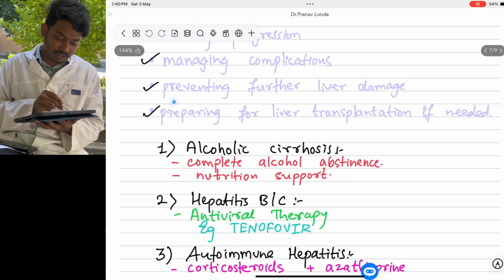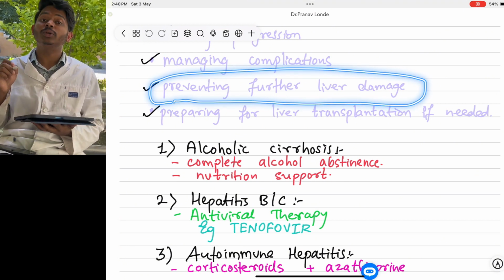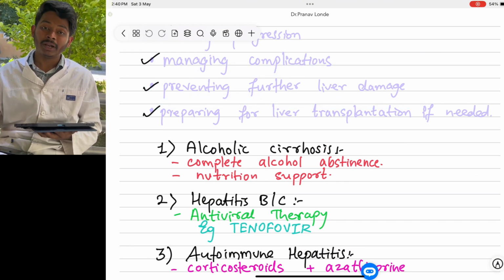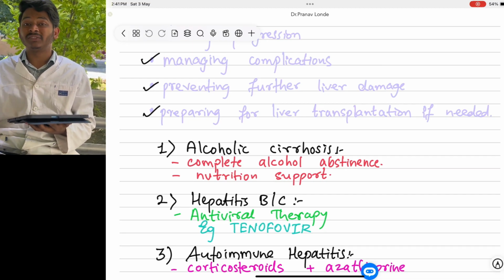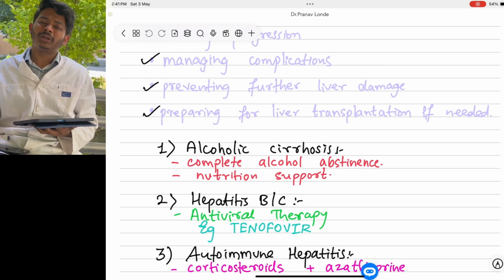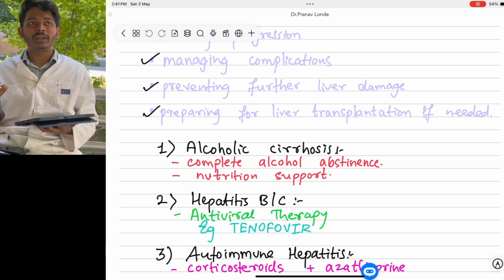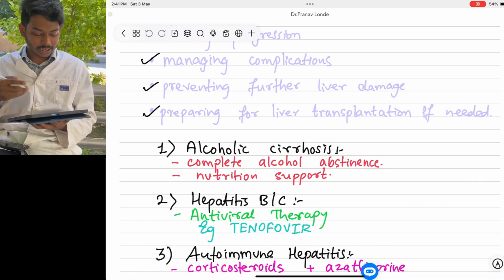Next is preventing further liver damage. How can we prevent it? For that we should prevent further liver damage. We should tell the patient not to consume alcohol, to take a good amount of balanced diet, etcetera.